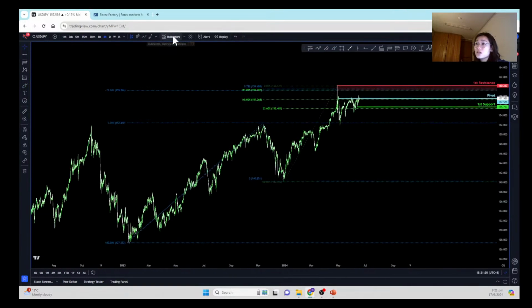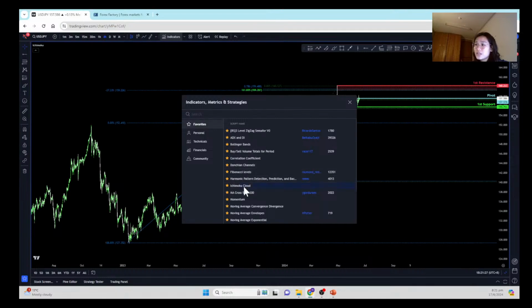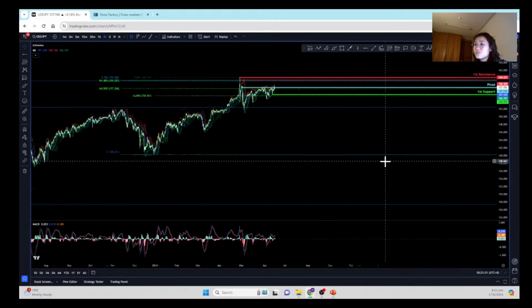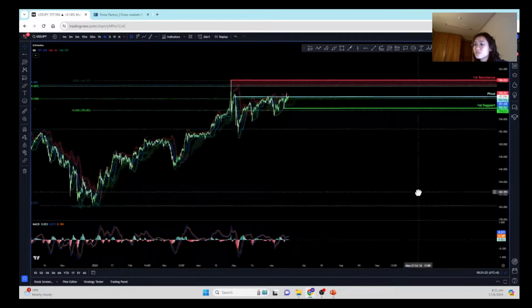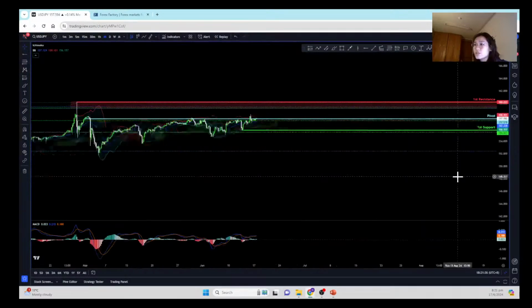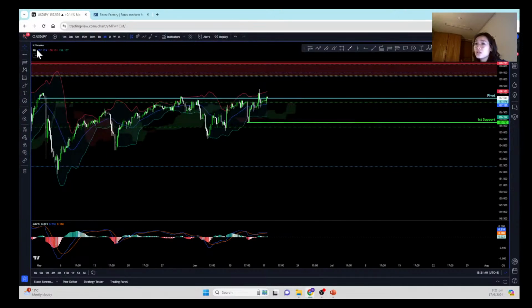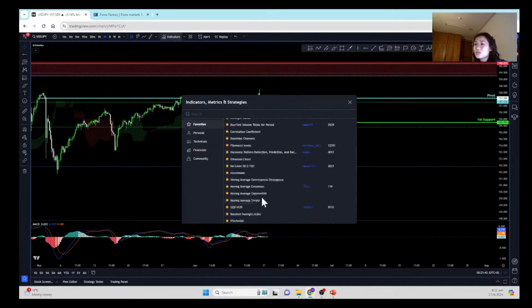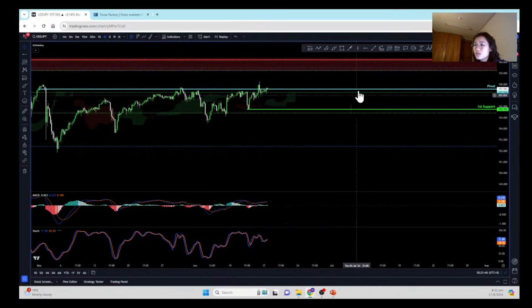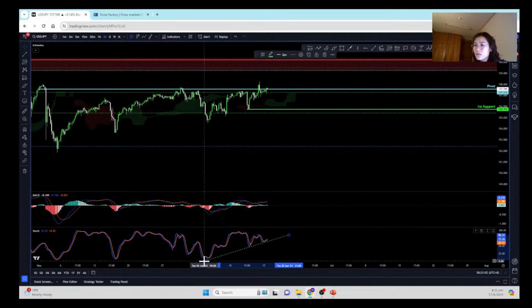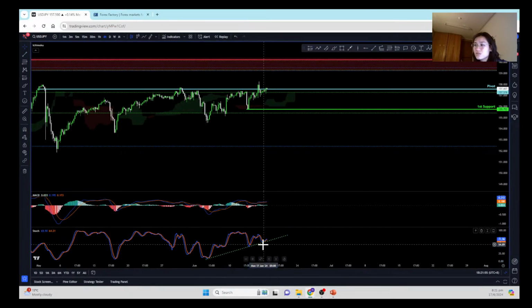Okay. Let's look at our indicators. MACD is pretty bullish. Ichimoku is bullish. Bollinger Bands aren't telling us much. Stochastic might be moving in an ascending trend line. Okay, so it's also bullish.